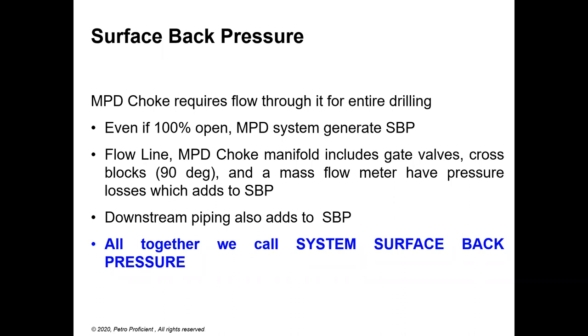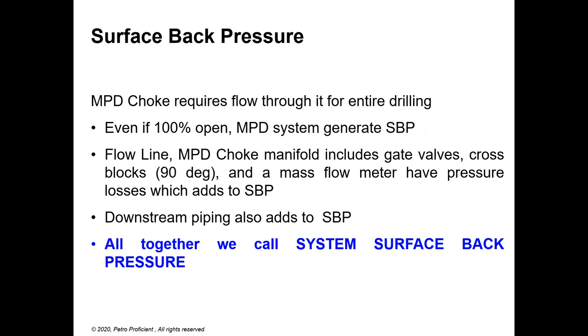So the closing and opening of the choke plus the pressure loss in the MPD system, upstream and downstream of the MPD system, all of this contributes to surface back pressure. In general, you measure this when you start your MPD operation, how much surface back pressure the MPD system is going to apply. It could be 40, 50, 60 PSI.